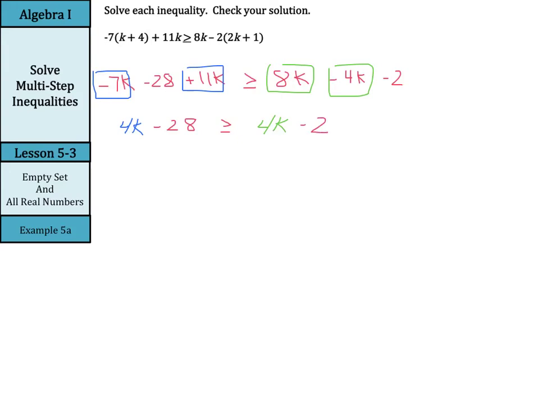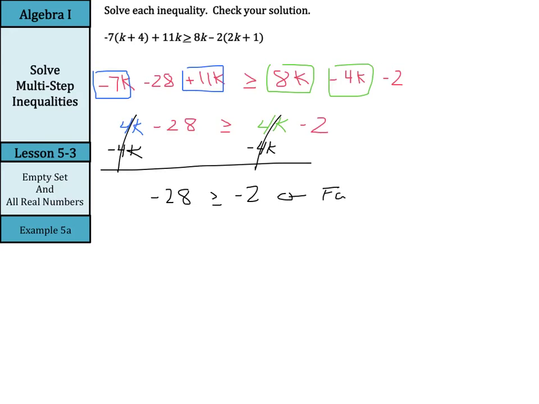Now something special happens here as we go to simplify. Let's subtract 4k from both sides to get our variables onto one side. And as you're doing this, you're going, wait a minute. That cancels, I'm left with negative 28 is greater than or equal to negative 2. Well, that's fine, except that negative 28 is not greater than or equal to negative 2. So this is a false statement. And since I have a false statement here, my solution set is the empty set.